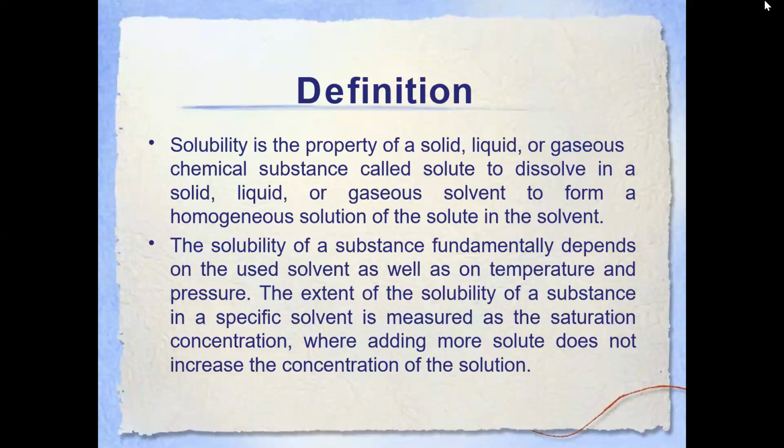So USP describes the solubility using several groups. Those groups are very soluble, freely soluble, soluble, sparingly soluble, slightly soluble, very slightly soluble, then practically insoluble. These are the terms which are used as a description of solubility.